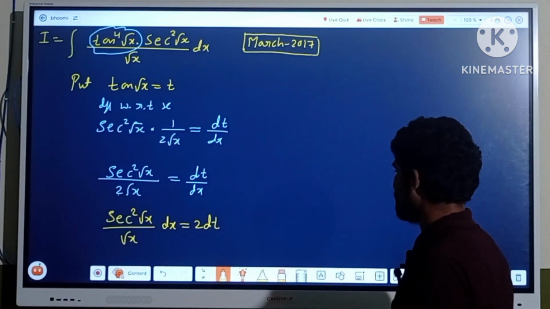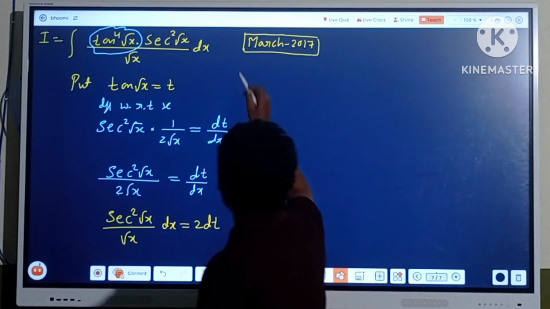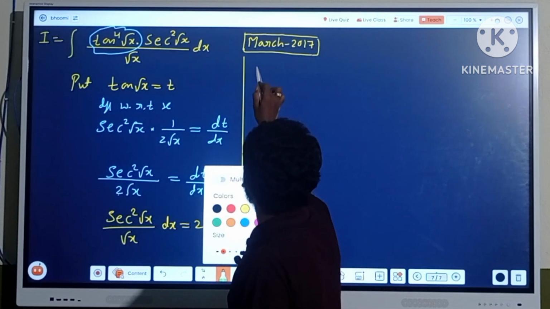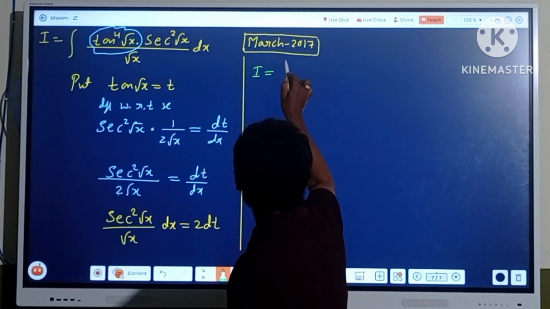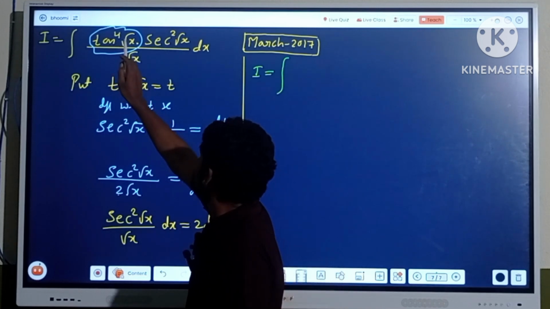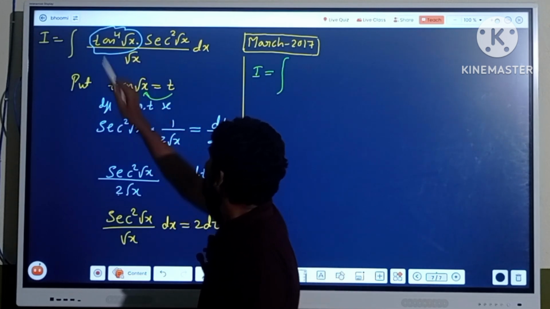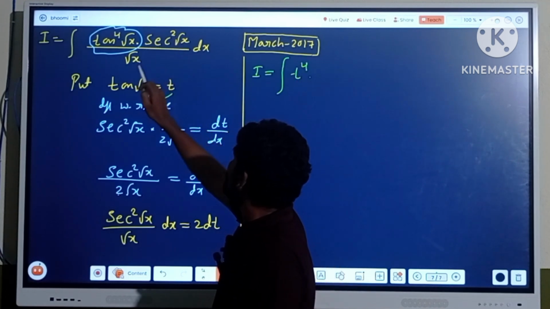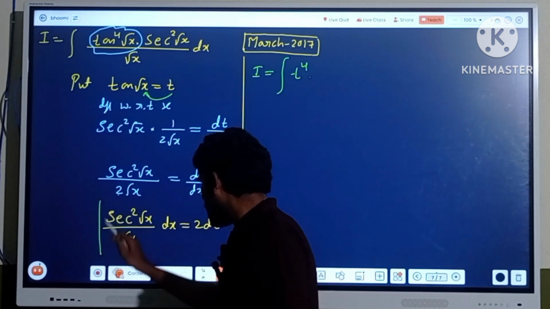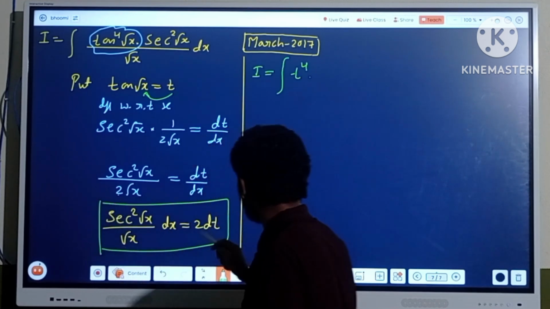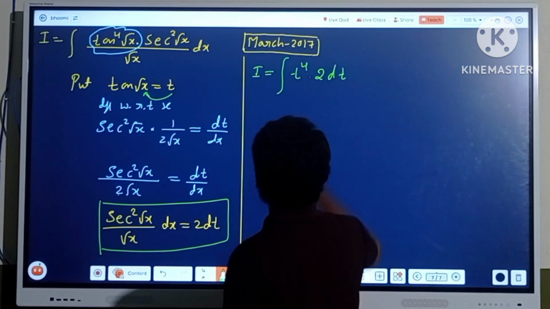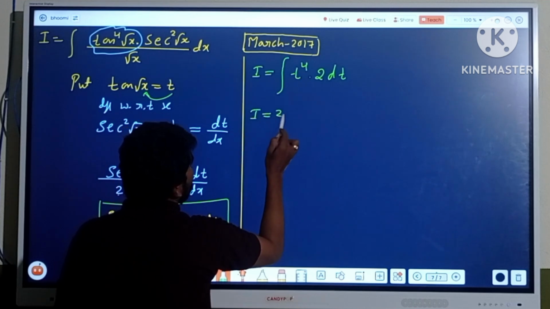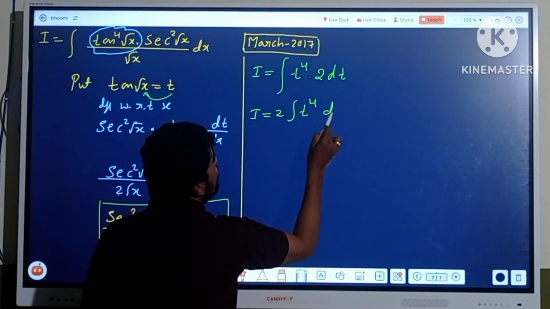Now by using this substitution, the integral I becomes the integration of tan raised to 4 root x. t is tan root x, its power 4, that is t power 4, into what remains in the integrand, secant square root x divided by root x dx. And secant square root x divided by root x dx is equal to 2 dt. I hope all of you are understanding. Now 2 is a constant taken outside the integral. I equals 2 into the integration of t power 4 dt.